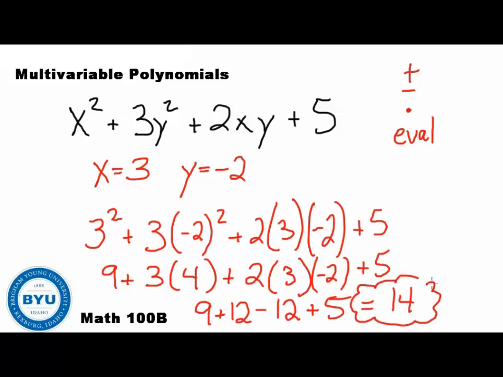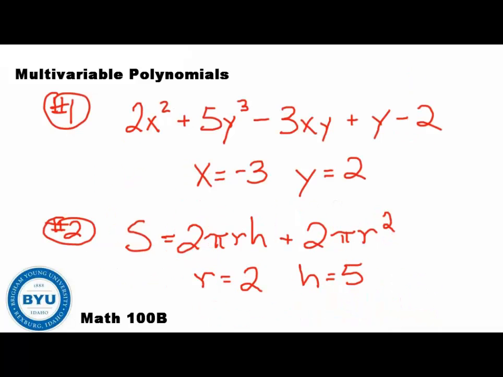So that's how you evaluate a multivariable polynomial. Just make sure that you get the right x's in for x's and the right y's in for y's, and then use order of operations to evaluate. Let's have you guys try one.